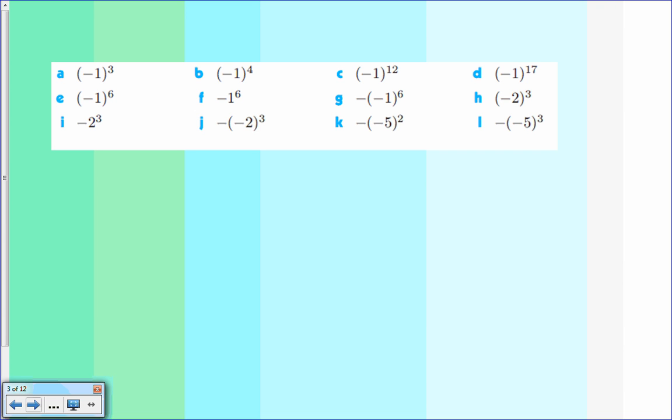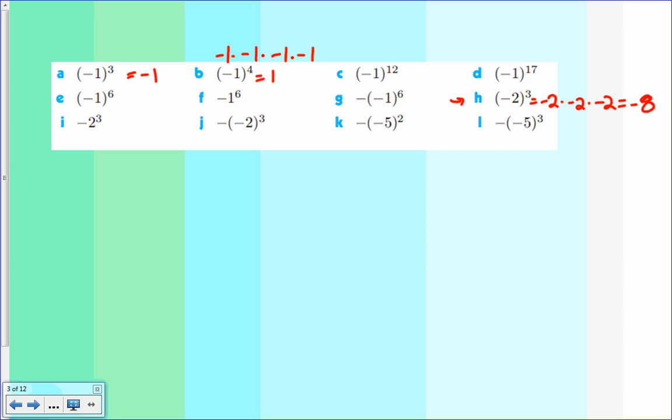Okay, so assuming you're back now, the answer to this one, being a negative times a negative times a negative, is -1. For B, I have 4 negative 1s being multiplied together, and that is a +1. I'm going to jump down to H right now, where this is cubing -2, in other words, -2 times -2 times -2, and that gives you -8.